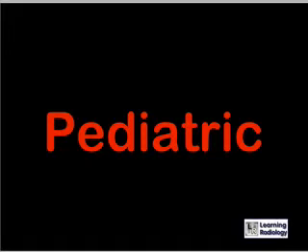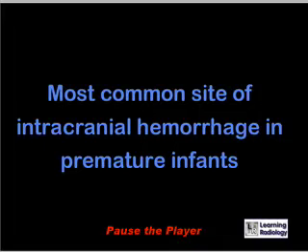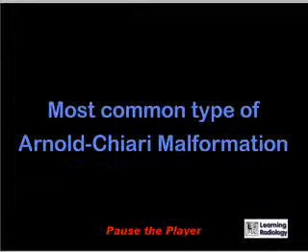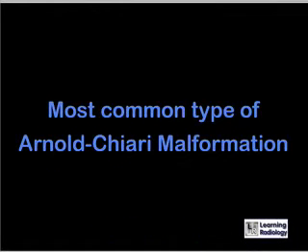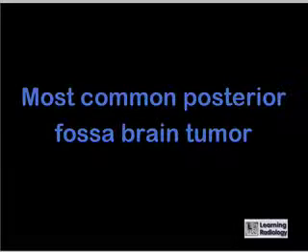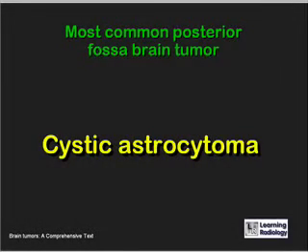All of the following refer to the pediatric age group. What is the most common site of intracranial hemorrhage in premature infants? The germinal matrix. What is the most common type of Arnold-Chiari malformation? A Chiari 2, which is almost always associated with the myelomeningocele. What is the most common posterior fossa brain tumor in the pediatric age group? A cystic astrocytoma.